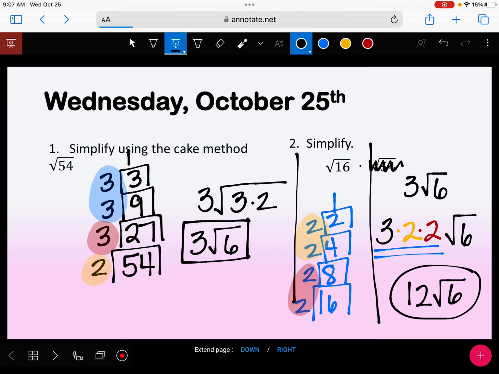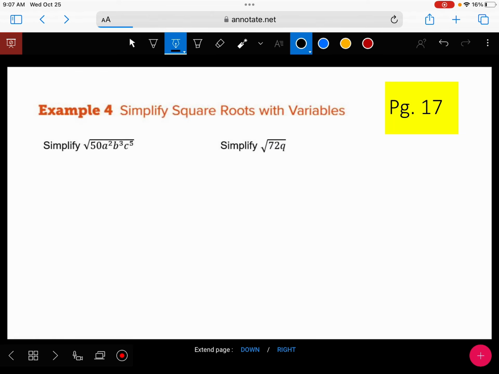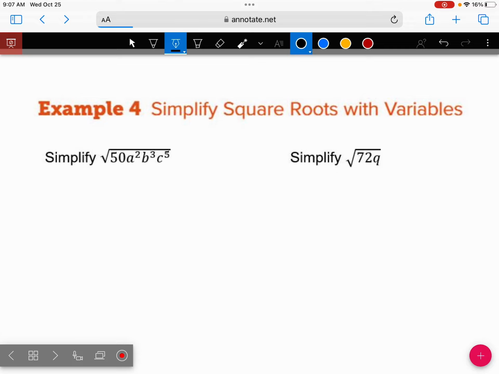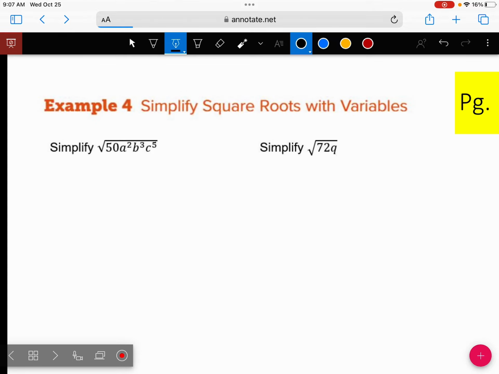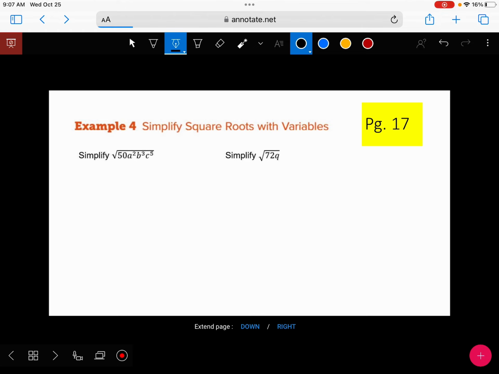All right, go ahead, take out your notes. And now we're going to talk about variables. So go to page 17 in your note packet.